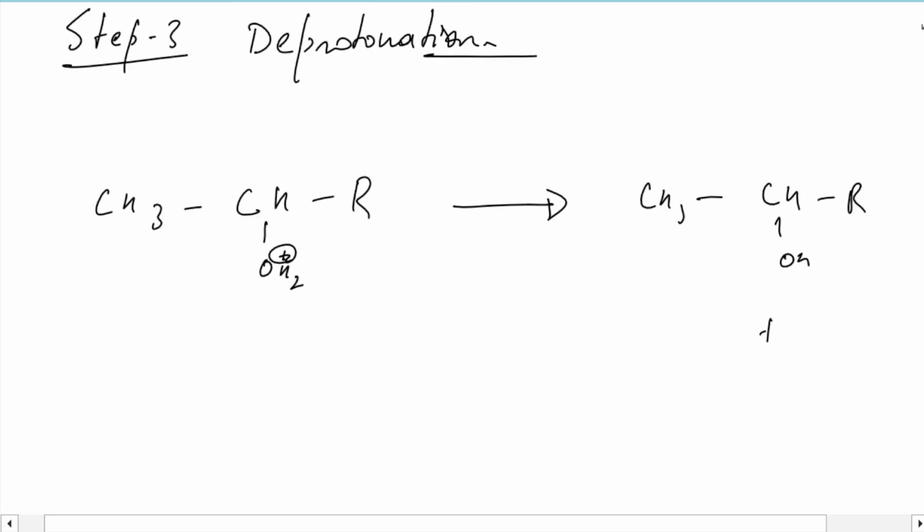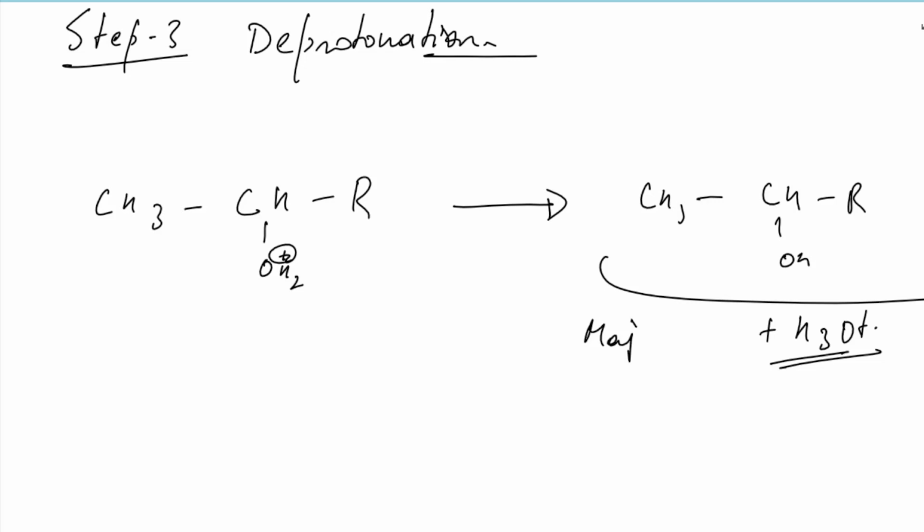So the H plus used earlier in the reaction we are getting back as H3O positive. Okay, in the solution the H plus exists as H3O positive only. So this is secondary alcohol. This is formed as a major product, and the primary alcohol is formed as a minor product. So that's how the reaction is proceeding.